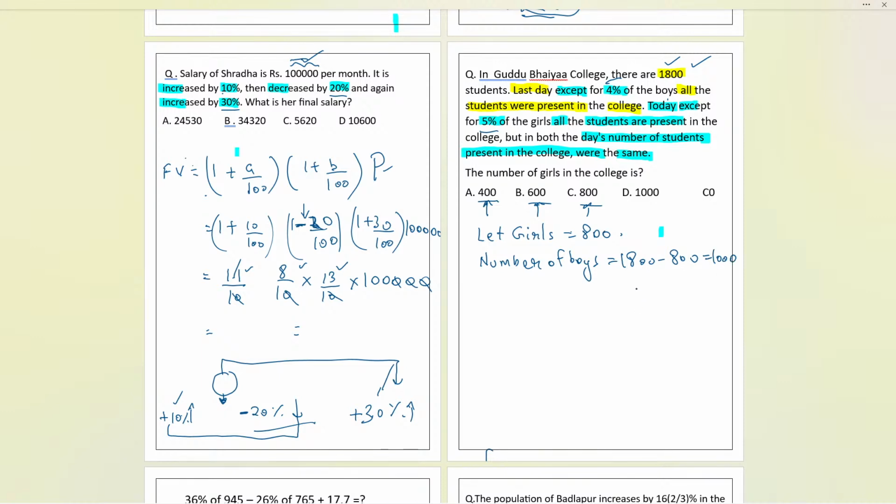1000 is the number of boys over here. Now we are going to frame the equation. It is saying except 4% boys. Boys are how many? 1,000. So except 4% means 96% of the boys are present. So 96% of the boys is 96% of 1,000. These are the number of boys.